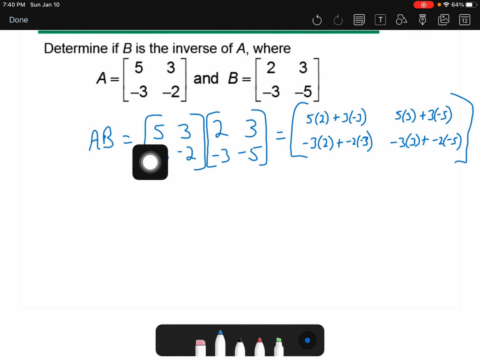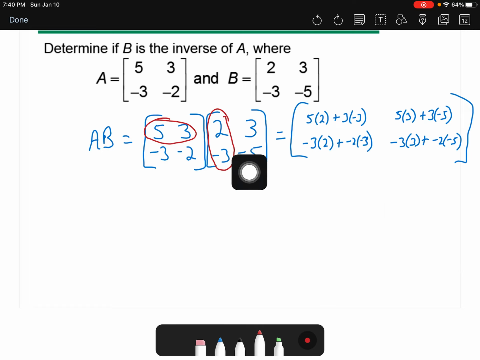Okay, so right here, when we multiply these two to test to see if they're inverses, I go through this process of taking row times column, and as I go through, I have this set up.